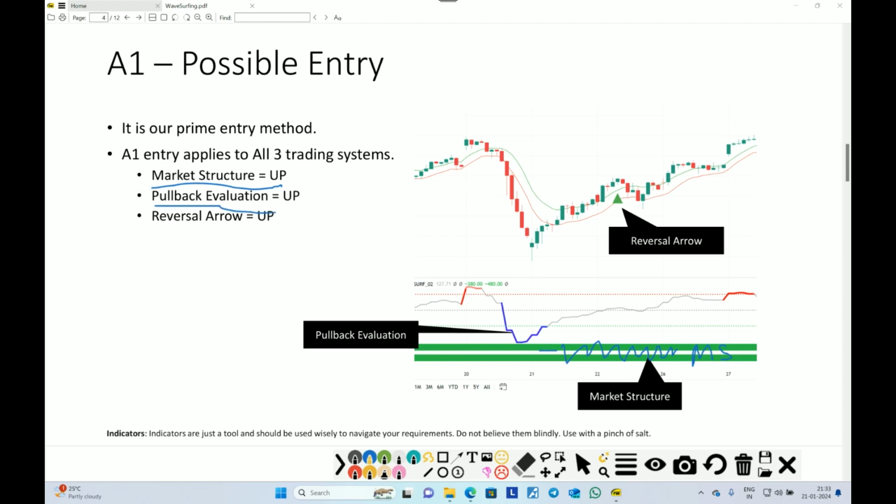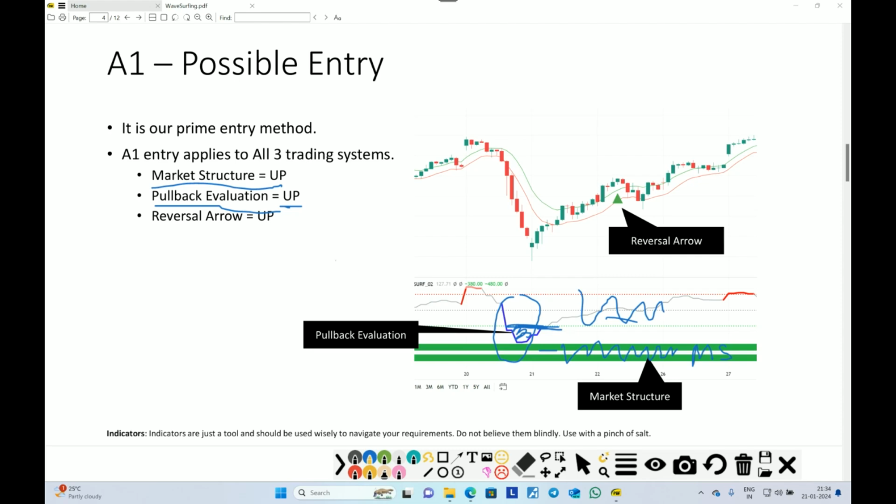Pullback evaluation is supposed to be up. So what is a pullback evaluation? The oscillator indicator measures the pullback and evaluates whether the pullback is significant or not. If the pullback goes like this, it is not significant. It has to cross below this level so that the evaluation is good. The pullback is evaluated and it's good to go.